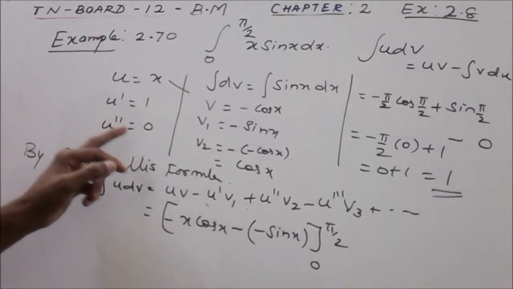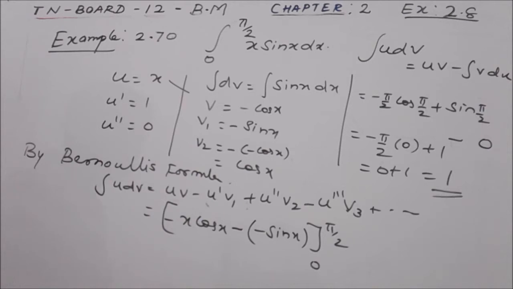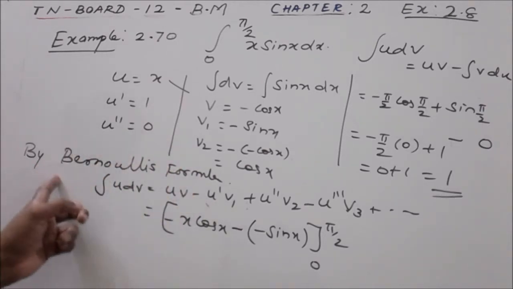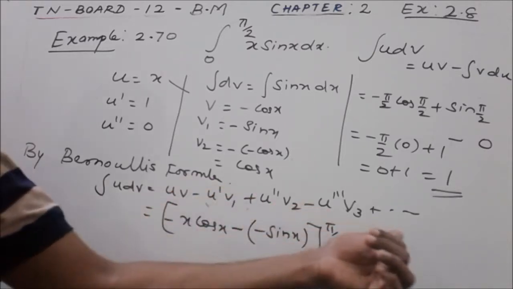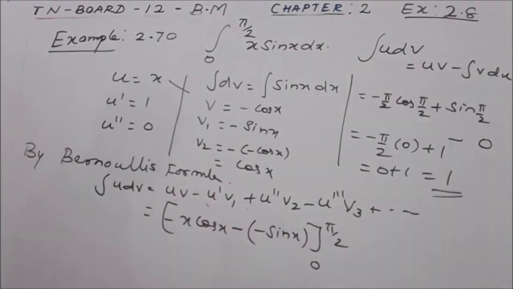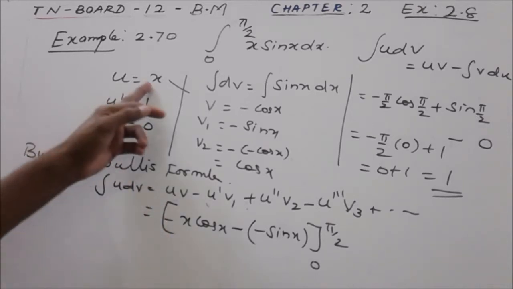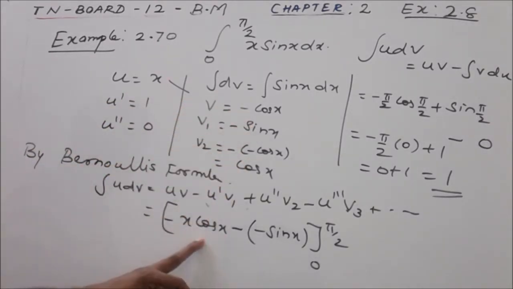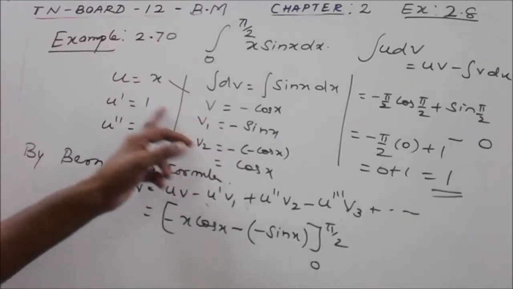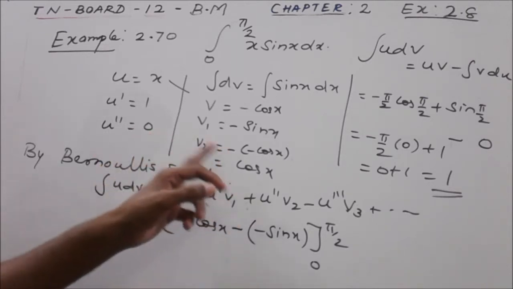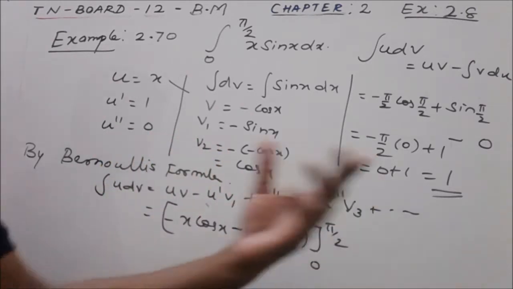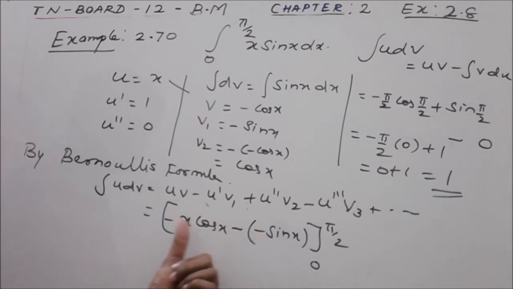U double dash is 0, so we can stop at v2. Then by using the Bernoulli formula, integral u dv equal to uv minus u dash v1 plus u double dash v2 minus u triple dash v3 and so on. Substituting, uv is minus x cos x, then u dash v1 is minus sin x, by the formula minus the product of u dash v1, which gives minus sin x. Then u double dash is 0, so the remaining terms are 0. So we have only two terms, one is minus x cos x, another one is plus sin x.